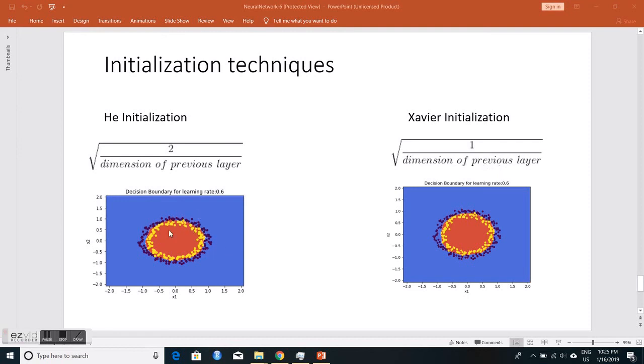And here I have shown, based on this initialization, how it performs. So these are two initialization techniques which are used to handle exploding and vanishing gradients by appropriately choosing the weights at initialization time.